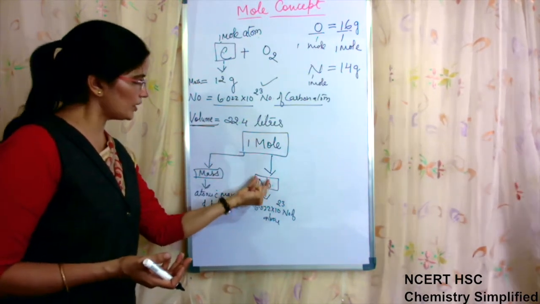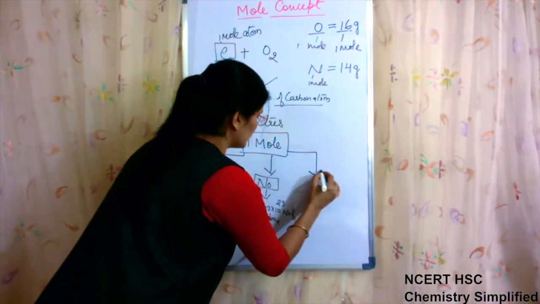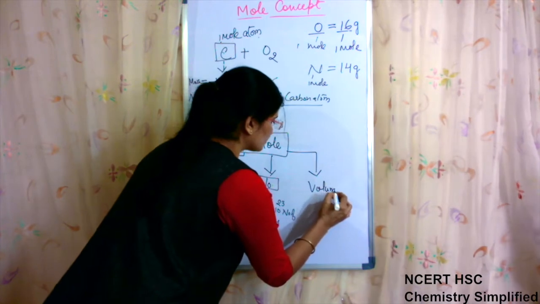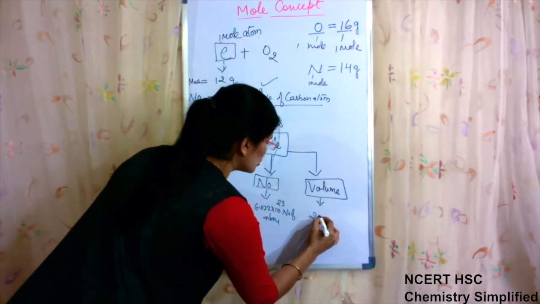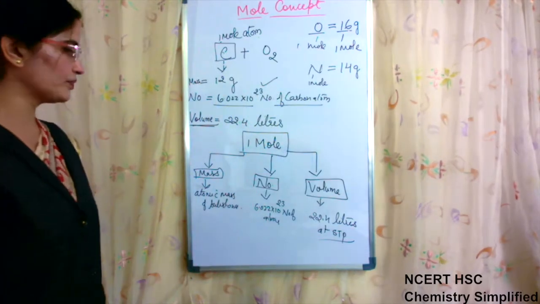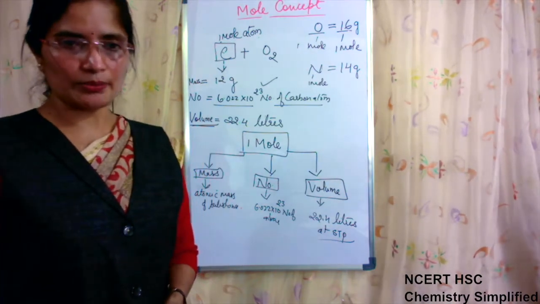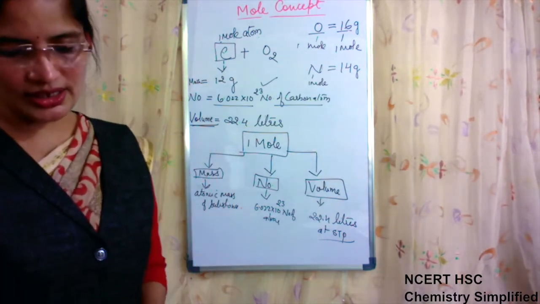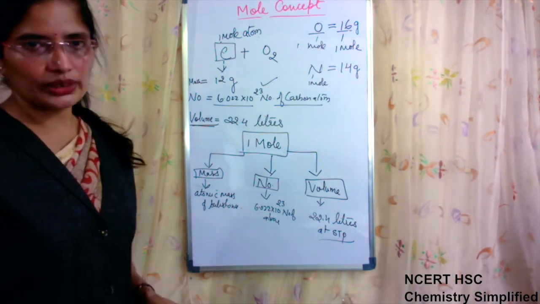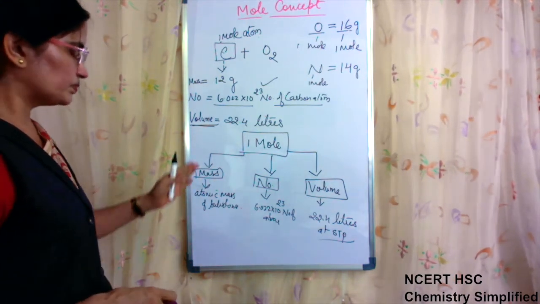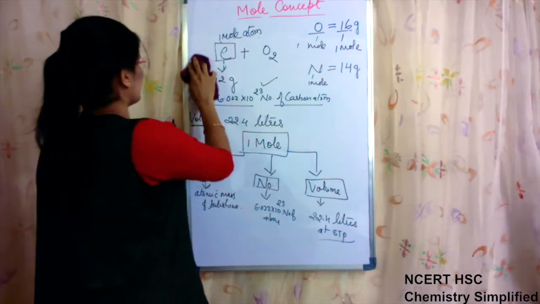In terms of number, 1 mole is always equal to this much. Third thing, in terms of volume, 1 mole is always equal to 22.4 liters at STP, that is, standard pressure is 1 atmospheric pressure and temperature is 0 degrees centigrade or 273 Kelvin. So this will define 1 mole. Gradually it will be clear what we are actually talking about.